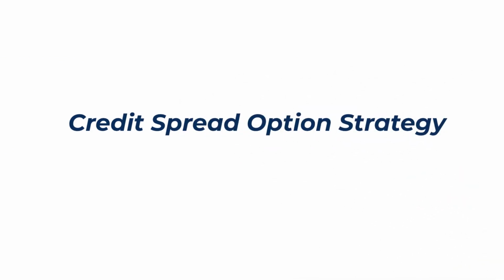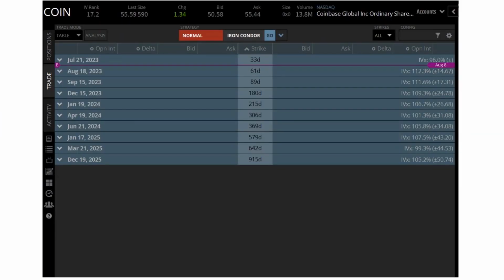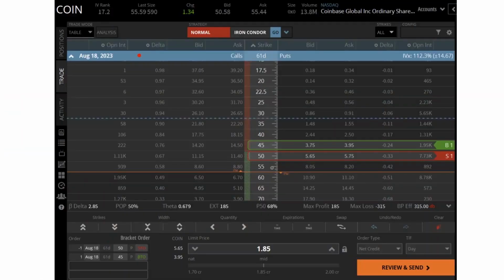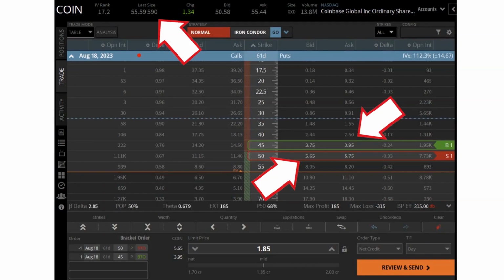The credit spread option trading strategy for small accounts. Open up the trade tab on your Tastytrade platform or whatever platform you're using. Punch in COIN for Coinbase in the upper left. Click on and open the August 2023 option chain at 61 days to expiration. We see the current stock price is $55. Click on the bid to sell the 50 put and ask to buy the 45 put options.